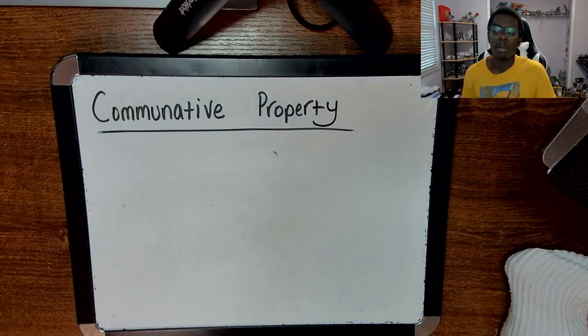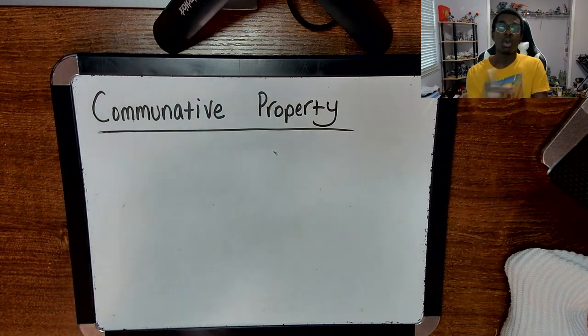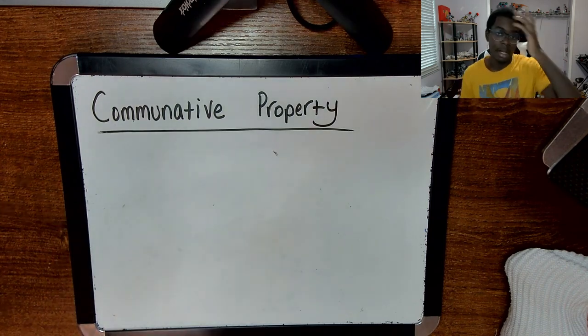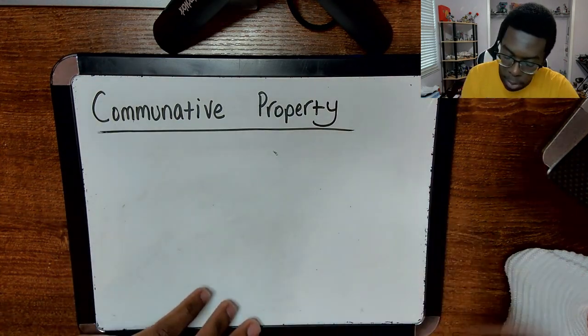So what is the commutative property? The commutative property basically says that if you switch the order of numbers in an operation, it does not change the value that you get. And that's a lot of words. Let me show you an example.